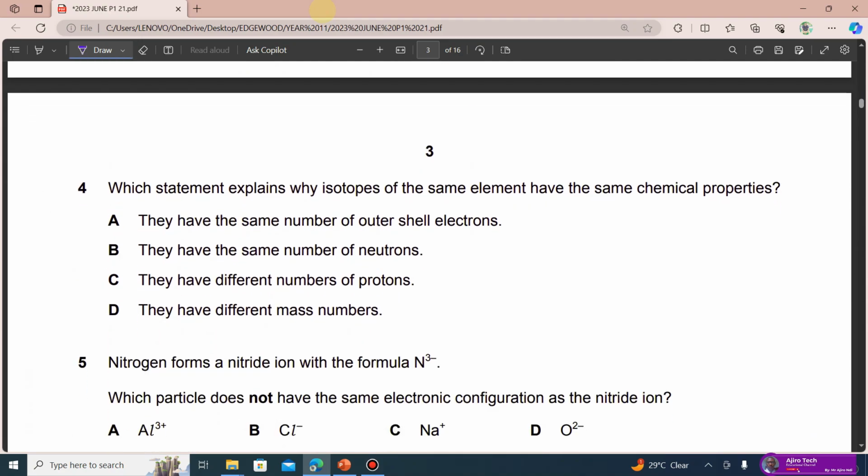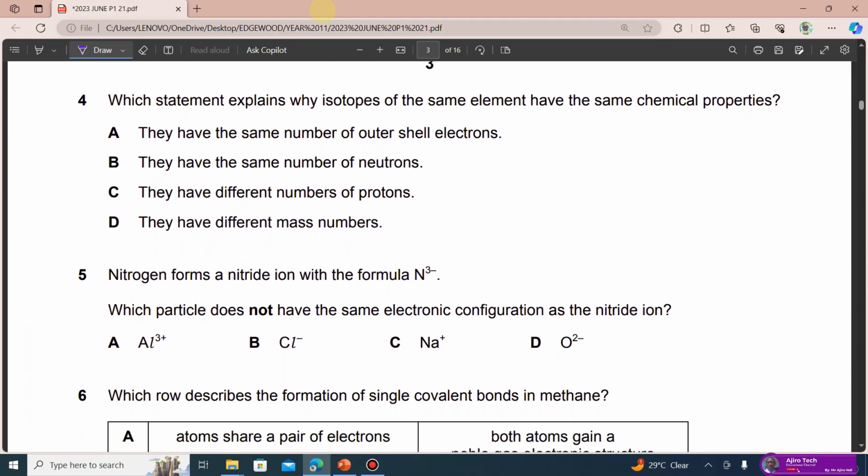So we go to the next question. Which statement explains why isotopes of the same element have the same chemical properties? Now, elements which are isotopes have the same atomic number, and they should have similar chemical properties because they have the same atomic number. What differentiates them is the number of neutrons. And for them to have the same atomic number, they should have the same chemical properties and they should belong to the same group in the periodic table.